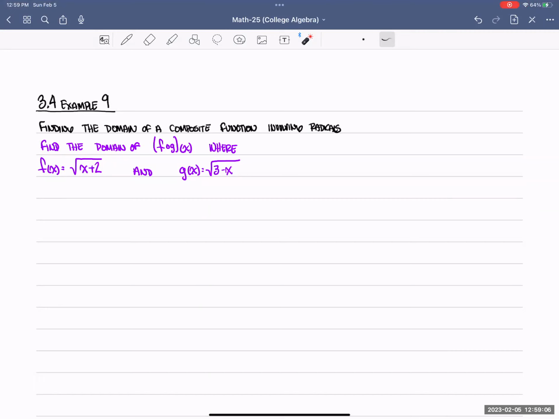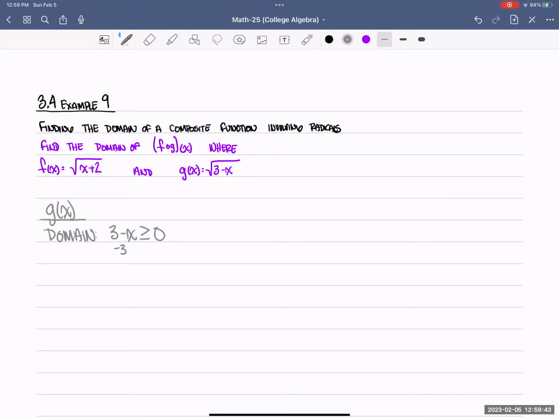So just like before, let's look at g of x first, because that's our input. Starting from the inside, working our way out. So for g of x, we're going to look for the domain. With the domain of a radical, we're looking for values that are larger than or equal to 0, or positive numbers inside the radical. So we're saying that 3 minus x should be greater than or equal to 0.